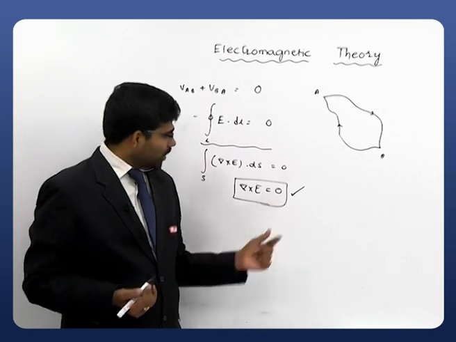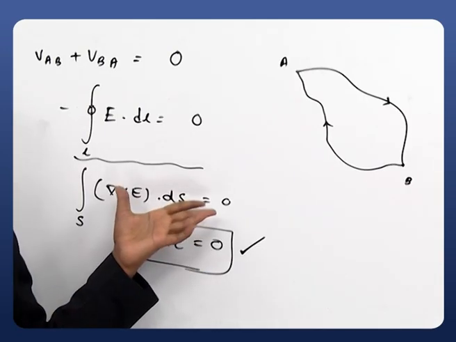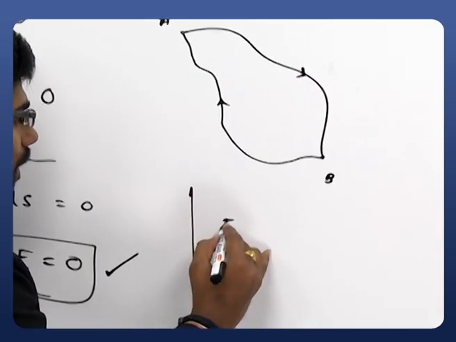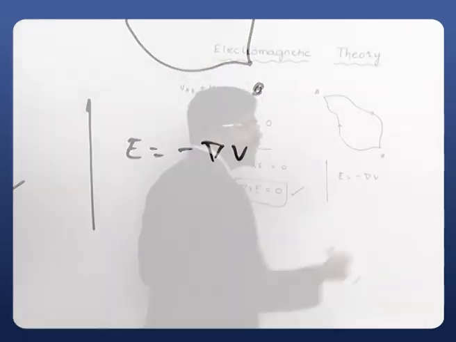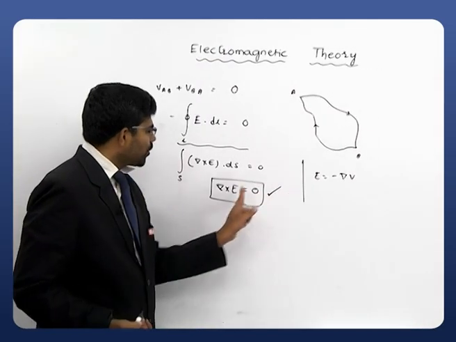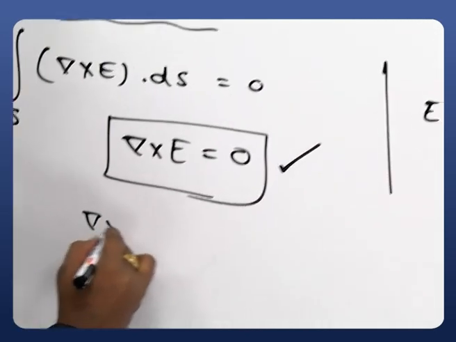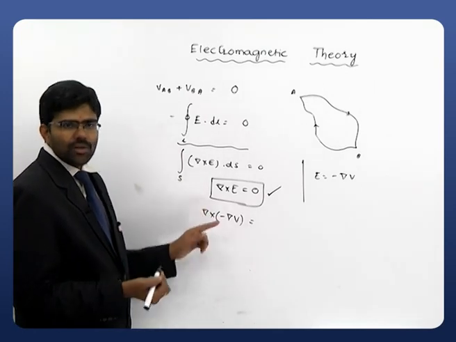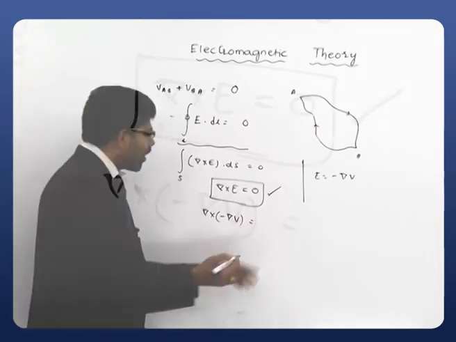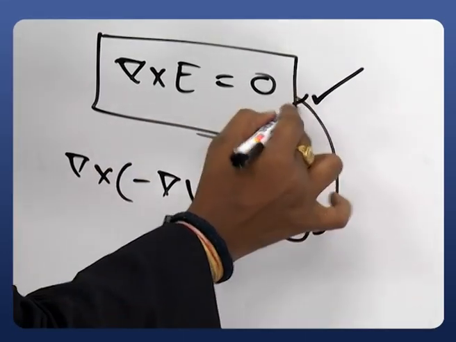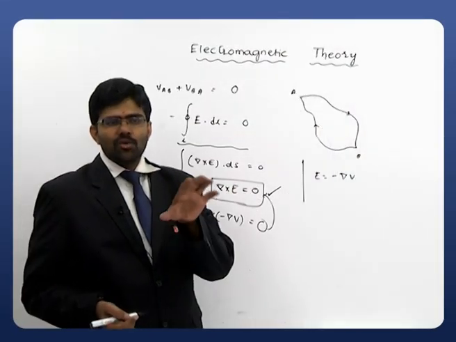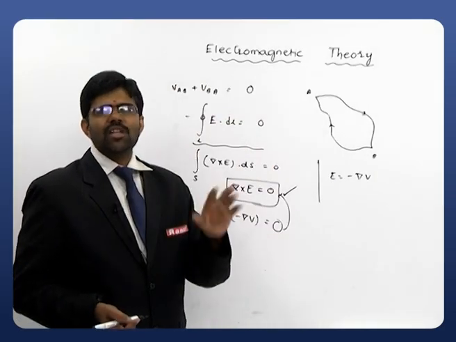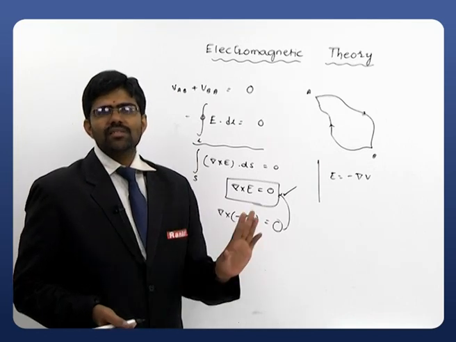Now we will examine whether this is possible with the help of our potential. Already we derived the relation between E and V, that is E is equal to minus gradient of V. Substituting it here, we get the curl of minus gradient of V. What will be the result? Already we know the curl of the gradient of any scalar is always 0. So clearly for static fields, del cross E equals 0 is the most important equation that must be satisfied. Otherwise we are not supposed to say that it is a static field.